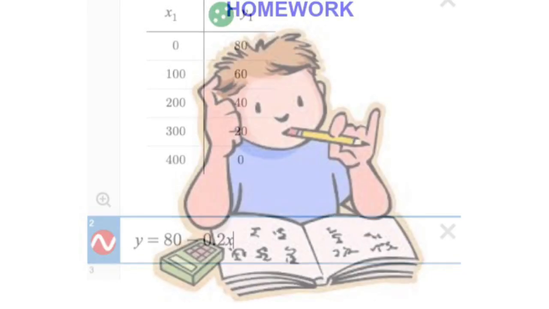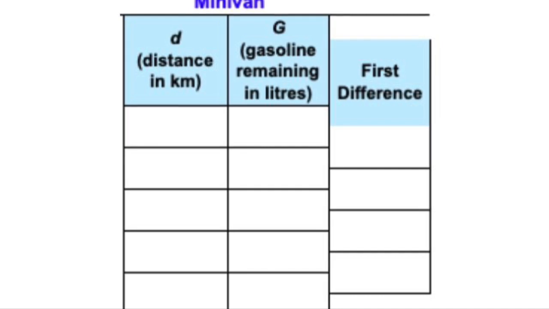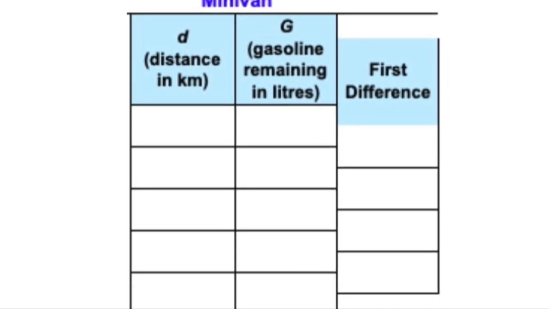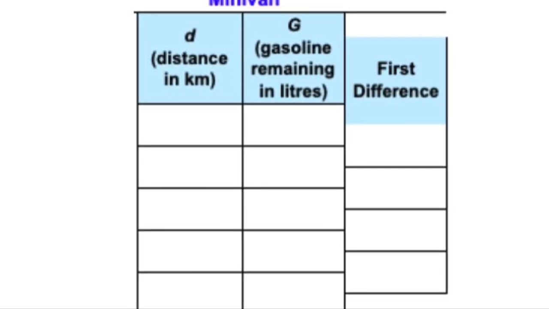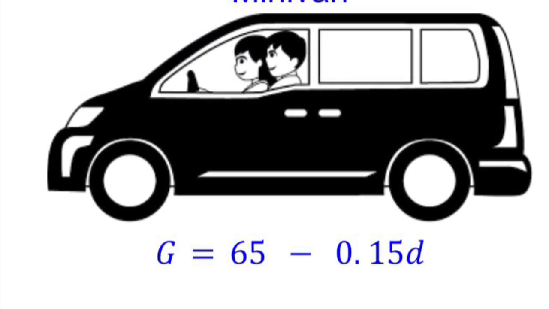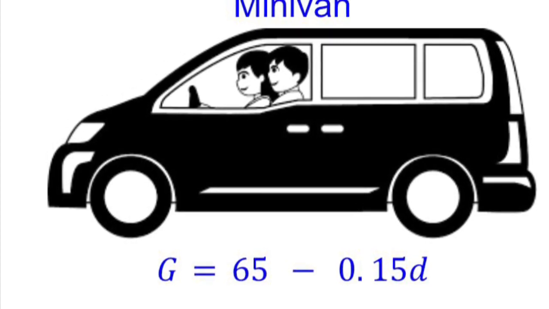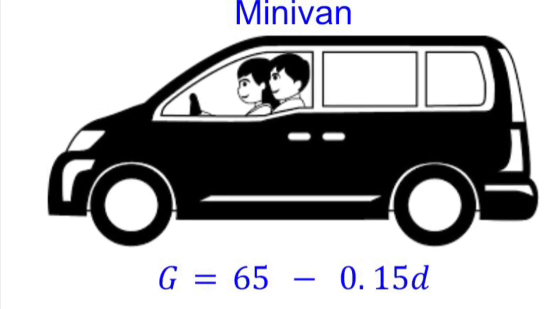Okay, your homework now. Your homework is now to make the graph for the minivan. So you're going to make a table of values for a minivan using the equation that we're given for the minivan. And it's not too much homework. Today is only a little bit of homework, but I want you to try it yourself. That's your homework. You can send me your work so I can check it.